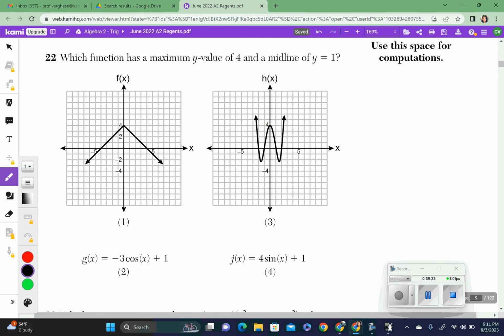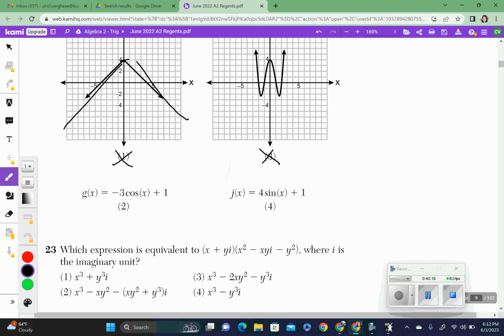22. So which function has a maximum y value of 4 and a midline of y equals 1? All right, so this one has a maximum value of 4. Okay, that is true. And a midline of y equals 1. So because this continues down forever, this does not have any midline. So there's no midline there. Okay. For this one, same thing. Since this continues forever, there is no midline, right? Because if it goes on forever, how can you cut it in half? So that is also not true.